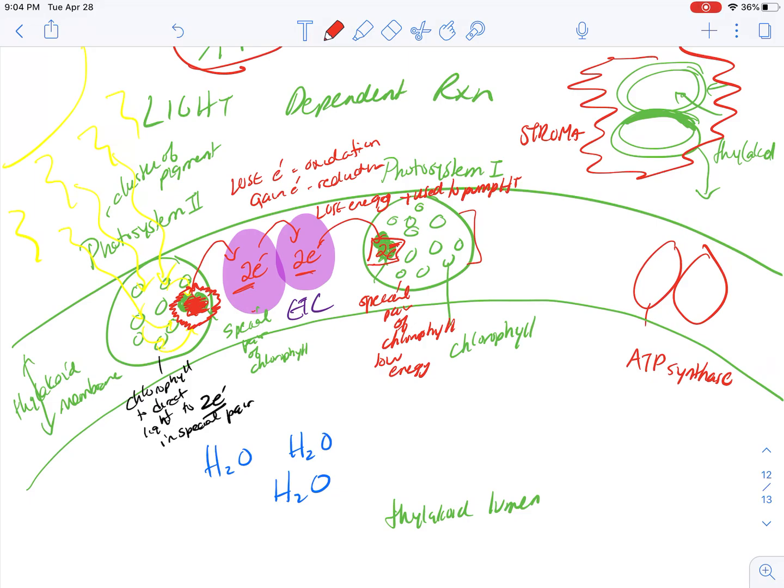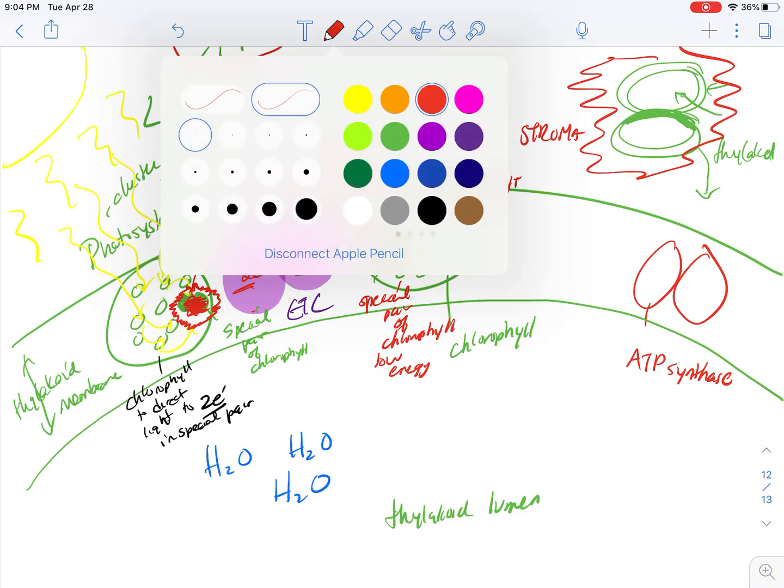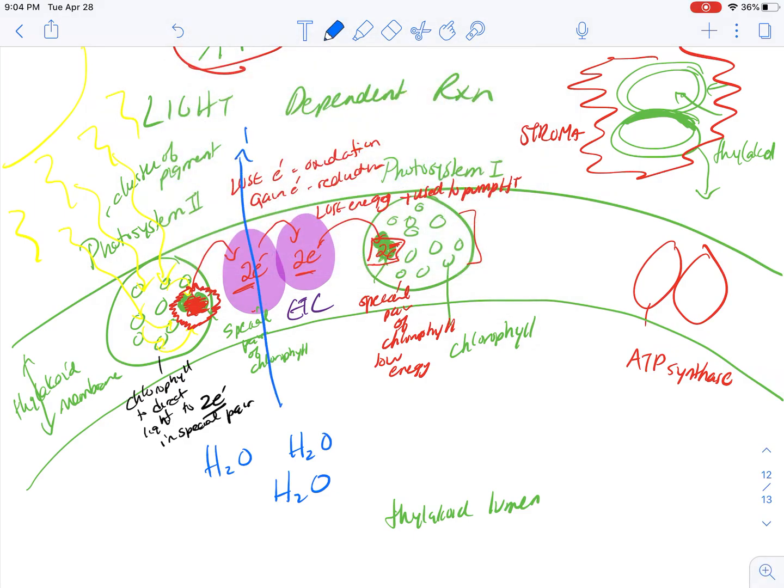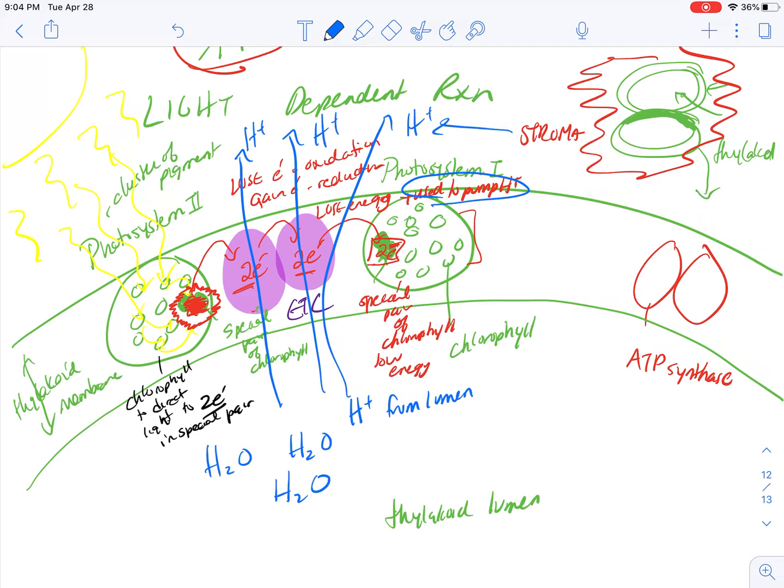This is what you have to know here: when the electrons are jumping through the electron transport chain, they're being used to pump hydrogen from the lumen to the stroma. So again, these 2 electrons gather all this sunlight. They jump through the electron transport chain. As they jump, they lose energy, and this energy is used to pump hydrogen from the lumen to the stroma.